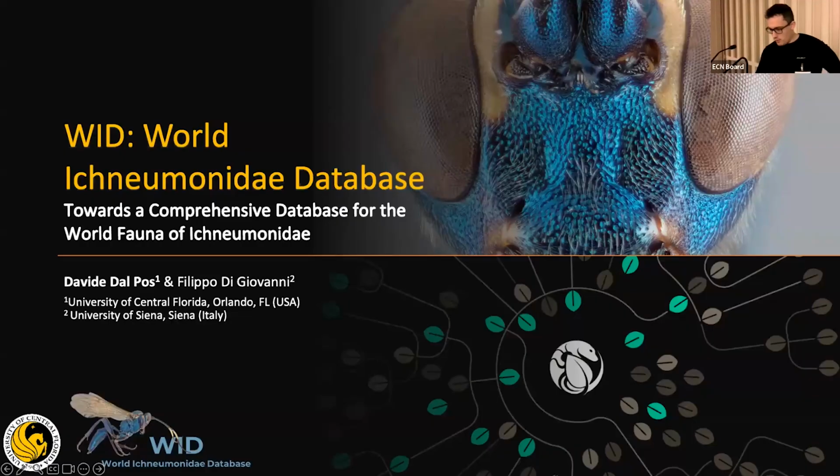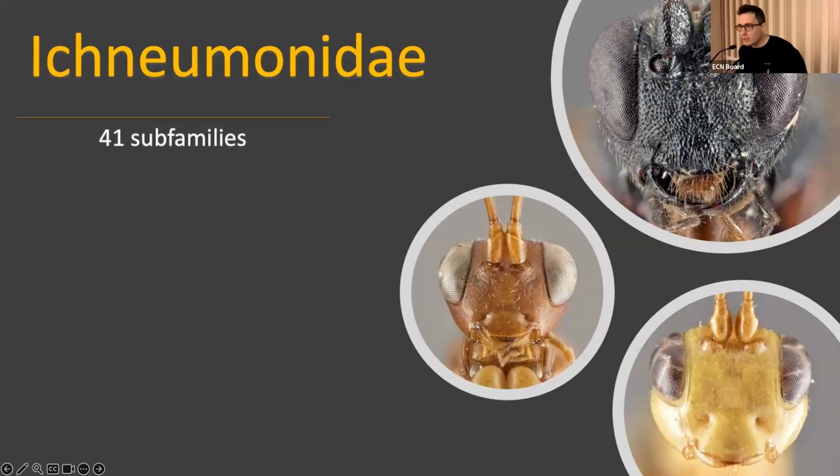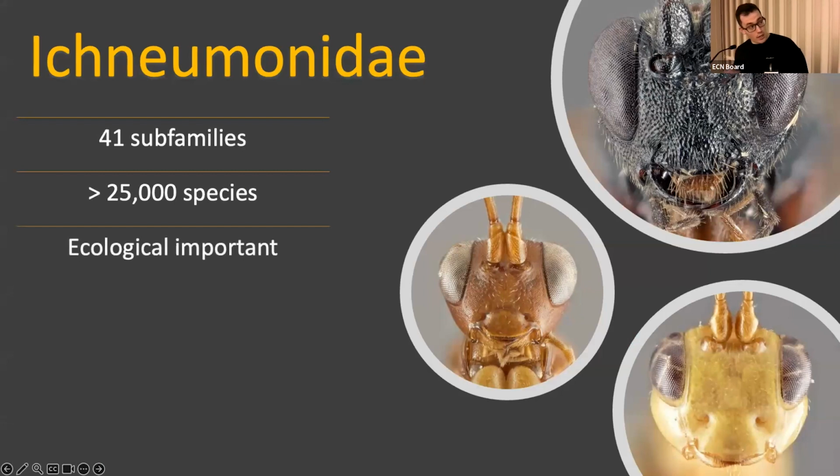Why Ichneumonidae? Well, first of all, why do we need to care about Ichneumonidae? Well, we have 41 subfamilies, of course. We have more than 25,000 species, so huge diversity over there. And they are ecologically important. They're all parasitoids, so high trophic level.